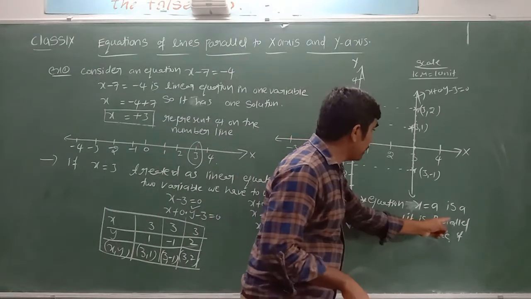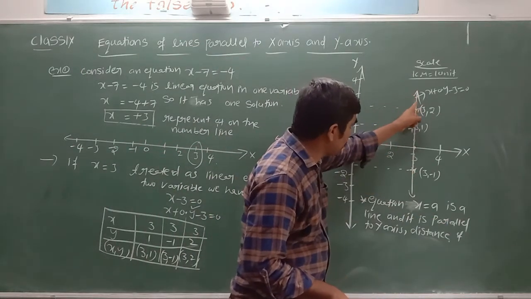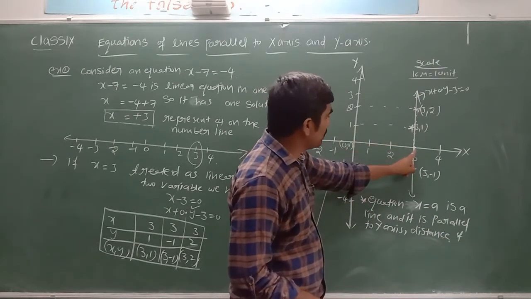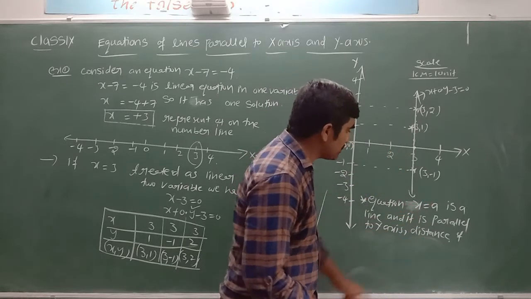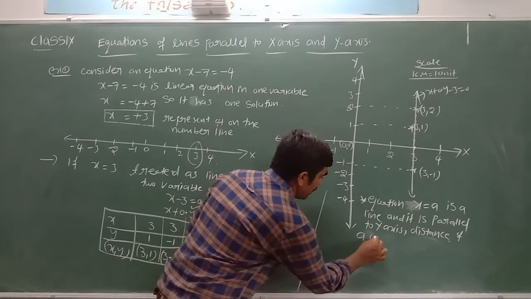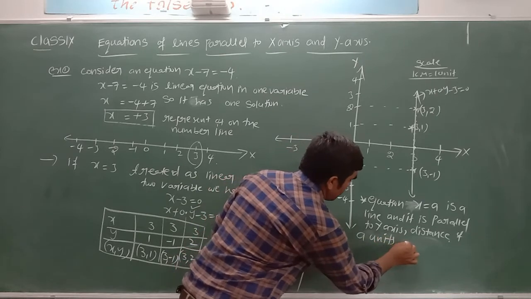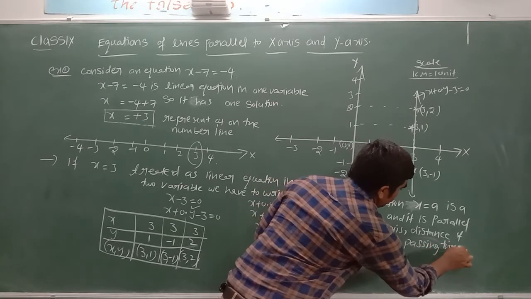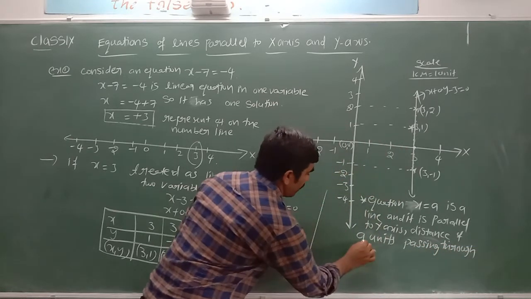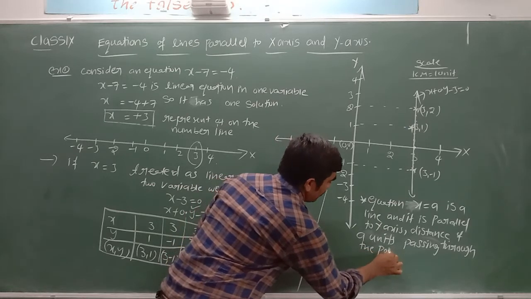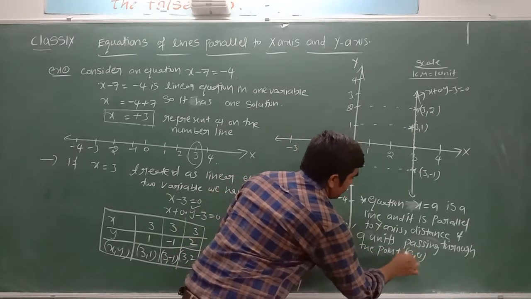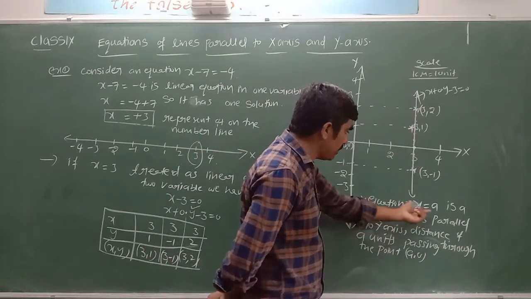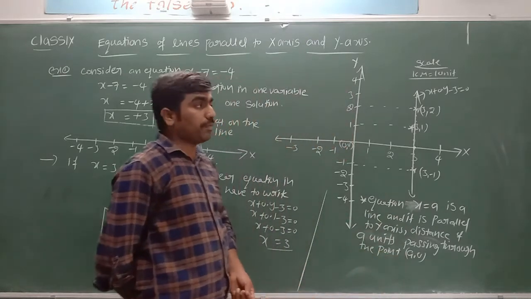It is parallel to which axis? x equal to a, or x equal to 3, whatever you take, it is parallel to the y axis. And the distance: x equal to 3 means 3 units, x equal to a means a units. It is also passing through the point a comma 0. See, for x equal to 3 we can observe it is passing through the point 3 comma 0. x equal to a means it is passing through the point a comma 0.